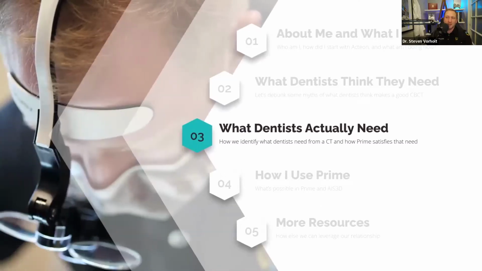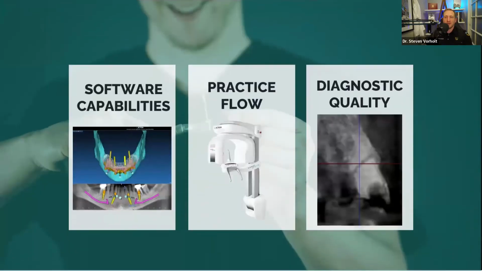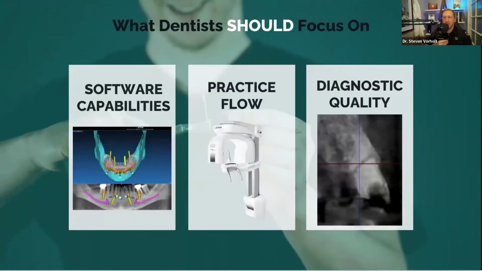So what do we actually need? How do we identify what dentists need from a CT? Here's what I think, in my opinion, you should actually focus on if you're looking at a CT. Software capabilities are number 1. You're not going to be using the electrons and the raw data. You're going to be using a piece of software. How can you use that software? What can you do in that software? How clean is that software? How user-friendly is it for your staff? What capabilities come inside that software? Can you do model editing? Can you do guide design? Can you 3D print? These are more important than maybe a slightly better field of view or voxel that's coming out of that machine. Practice flow.